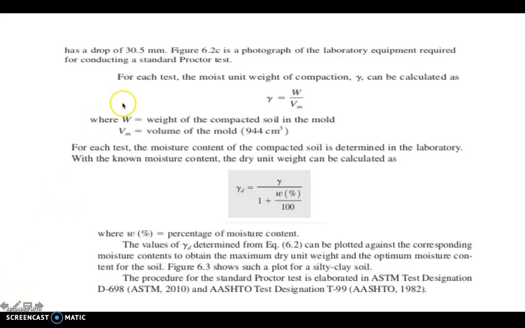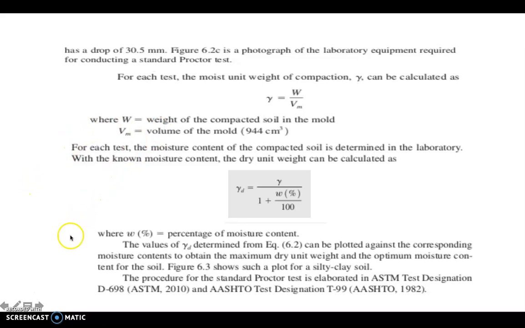For that standard Proctor test, basically our objective is to get the maximum dry unit weight and the optimum moisture content. Those are the parameters that we are going to obtain as we conduct our standard Proctor test.